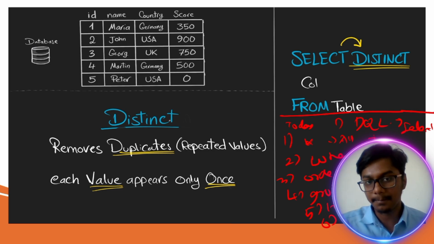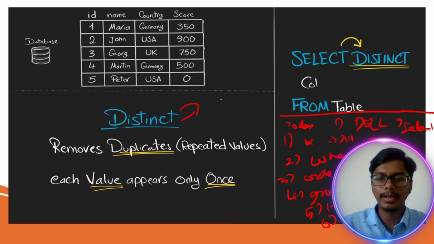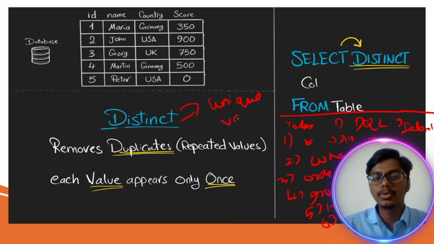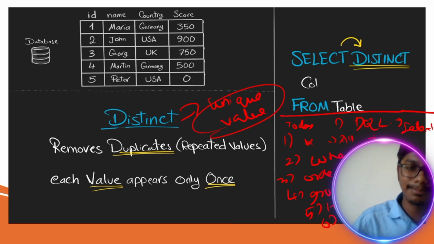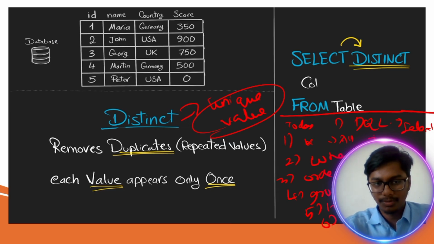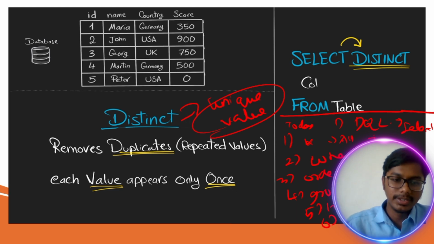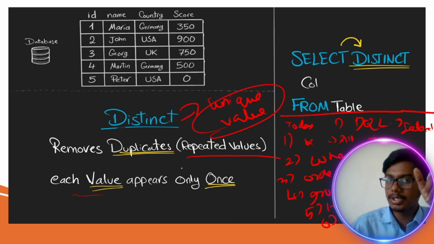My ma'am told this story. This is a question asked in interviews, and it was asked to my senior. Distinct means unique value. At the time of teaching, my ma'am said to remember: distinct is equal to unique value. It removes duplicate and repeated values. Each value appears only once, guys.